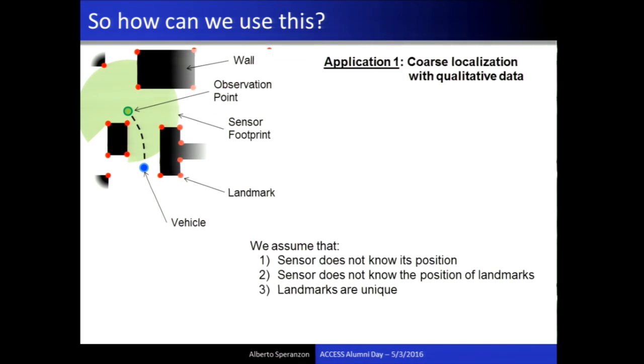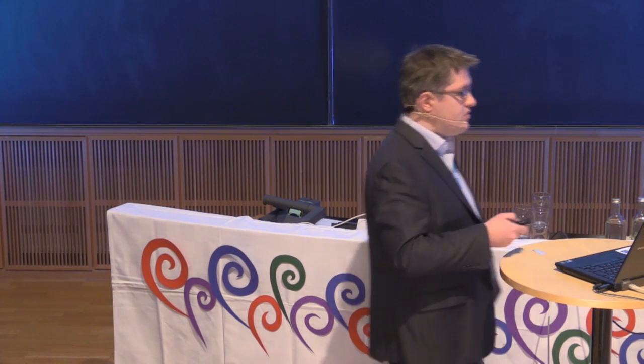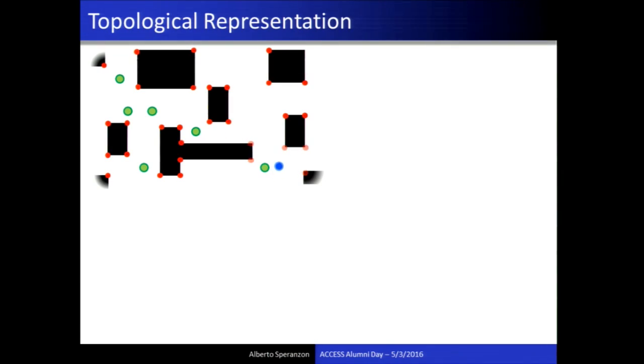And we assume that the sensor does not know where it is. We don't know where the landmarks are. And for now, we assume that the landmarks are unique. So whenever you see a landmark, you know that is that landmark, and it's the only one that appears. So just to show this in a cartoon, you see that the guy is moving around, taking some observations, and wherever there is something in his field of view, you will be able to detect it.